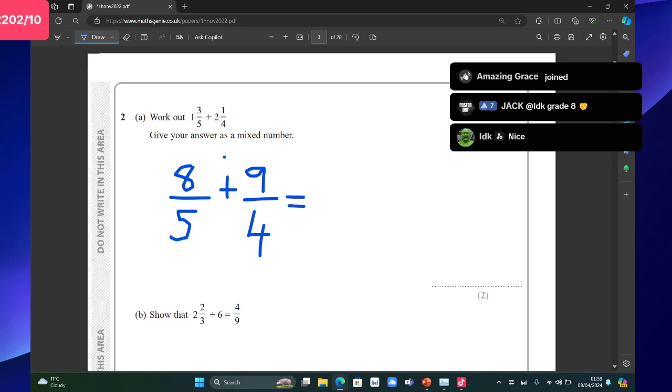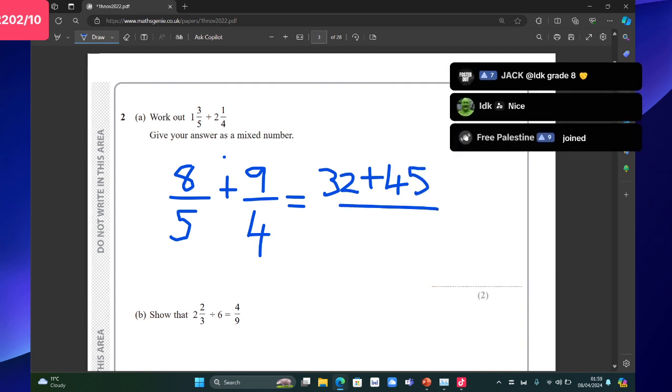Then I can cross multiply. So times top and bottom of this by 4, so 8 times 4 will be 32, and then times this fraction by 5, top and bottom by 5, so that'll be plus 5 over the product of the denominators. So 5 times 4.